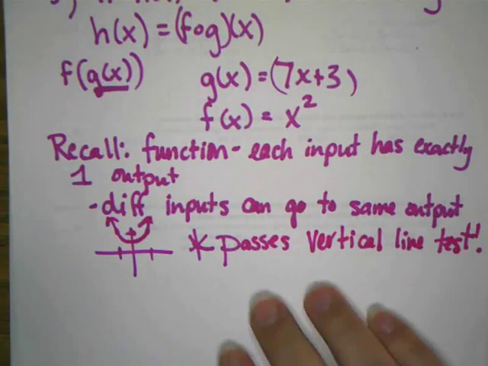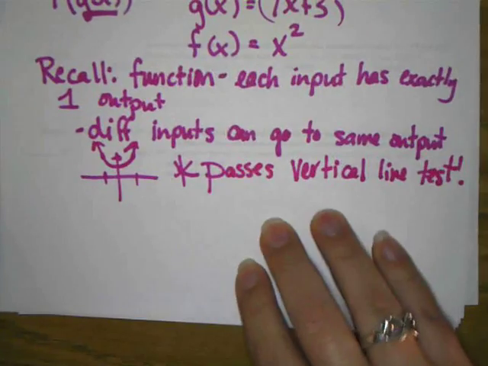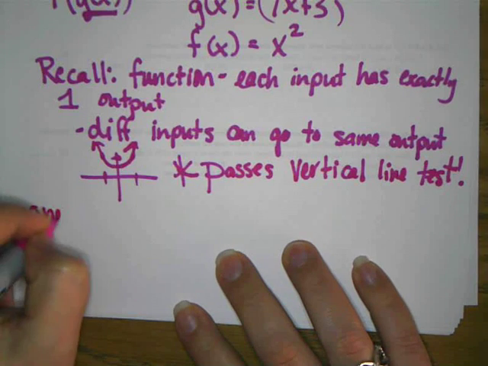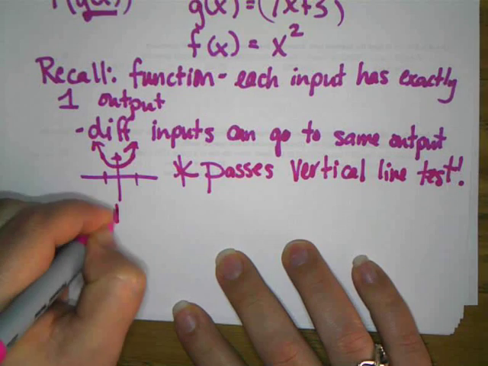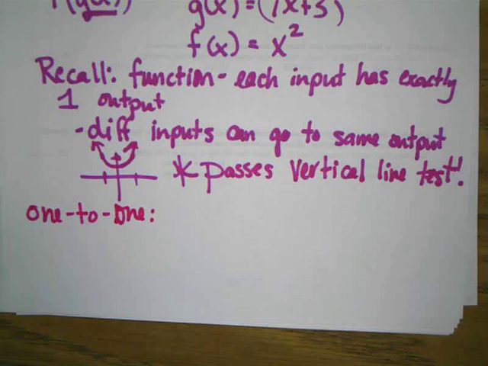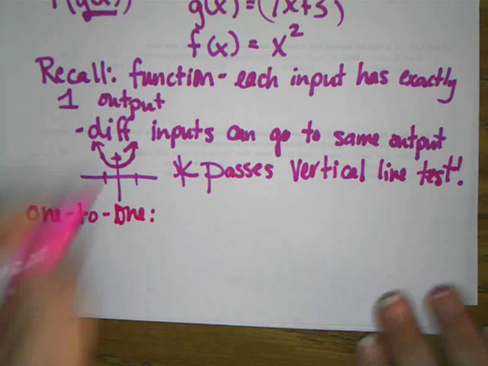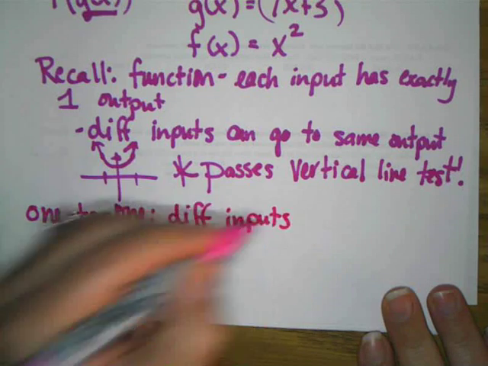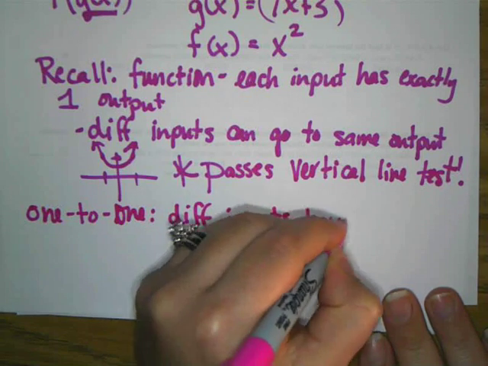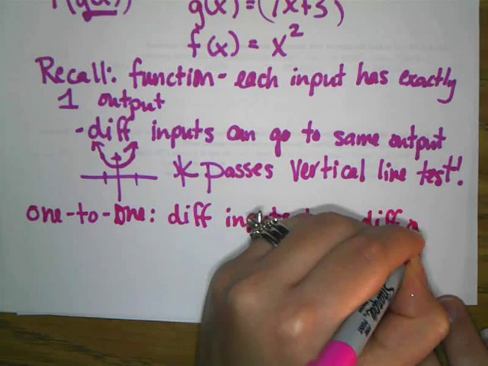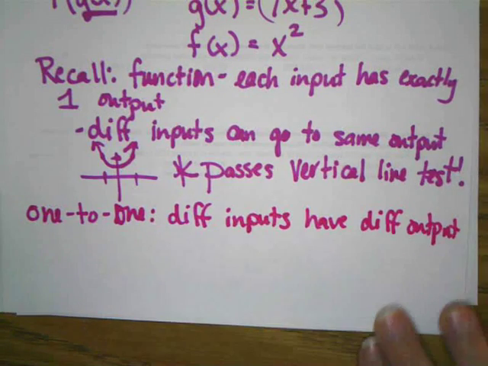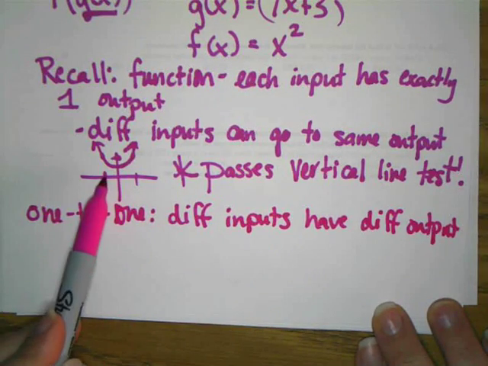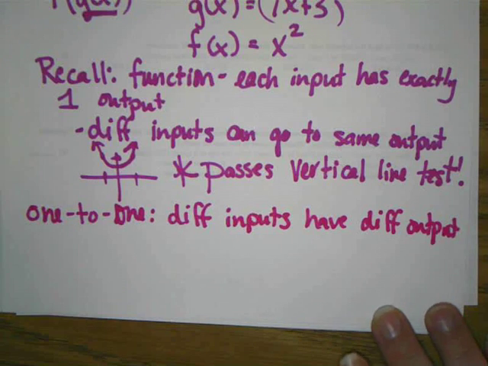Okay, so now we're going to talk about this new type of function called one-to-one. And it's a specific kind of function. It's when different inputs have different outputs. So in the parabola case, all the different inputs have to have different outputs. They can't share. So a parabola is not one-to-one.